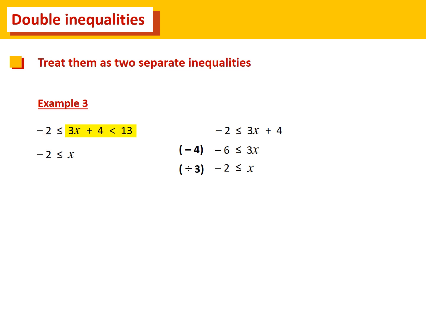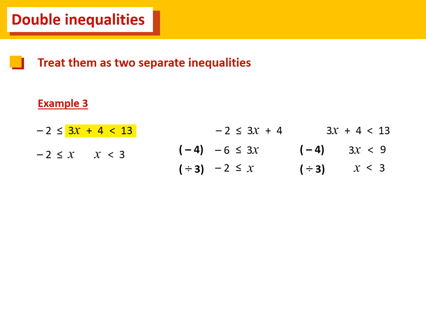The second part of the inequality is the right-hand side, which is 3x plus 4 is less than 13. Once again, we subtract 4 from both sides, leaving us with 3x on the left-hand side, less than 9 on the right-hand side, and then dividing by 3, x less than 3. So that is the other half of our answer.